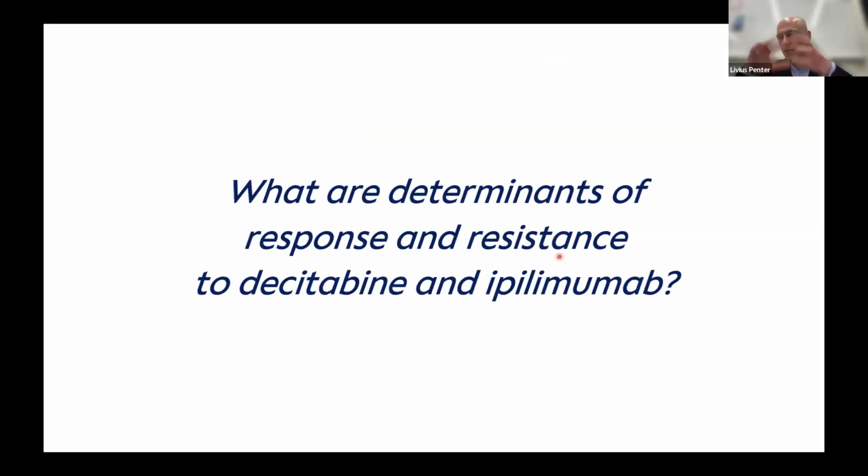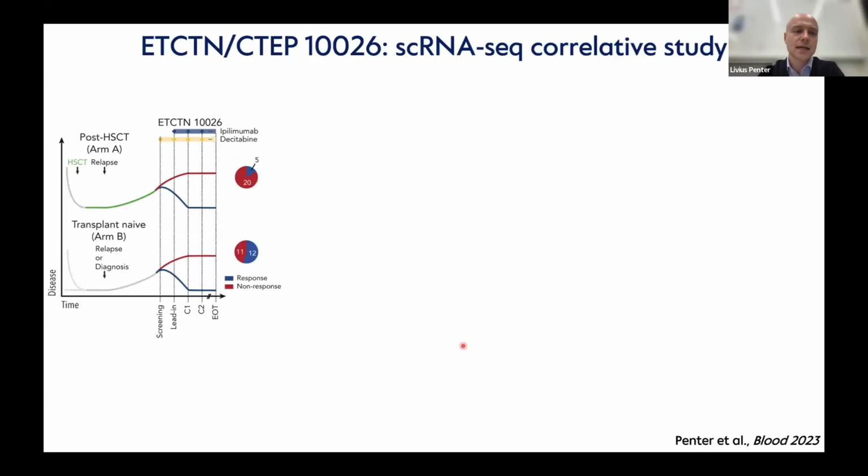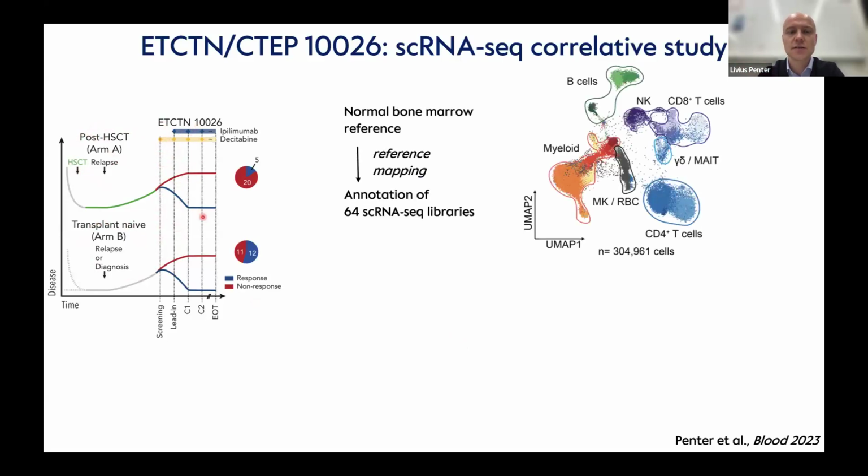And so basically, to bring this all together, the question was, what are the determinants of response and resistance to this treatment consisting of decitabine and ipilimumab? And like I said, there was a very dense sampling collection done. So you can see the trial schematic, and we had patients after allogeneic stem cell transplantation, but we also had some that were not transplanted who also had relapsed AML, and they all got decitabine and ipilimumab. And you can see the dotted lines, there were a lot of samples collected throughout this trial.